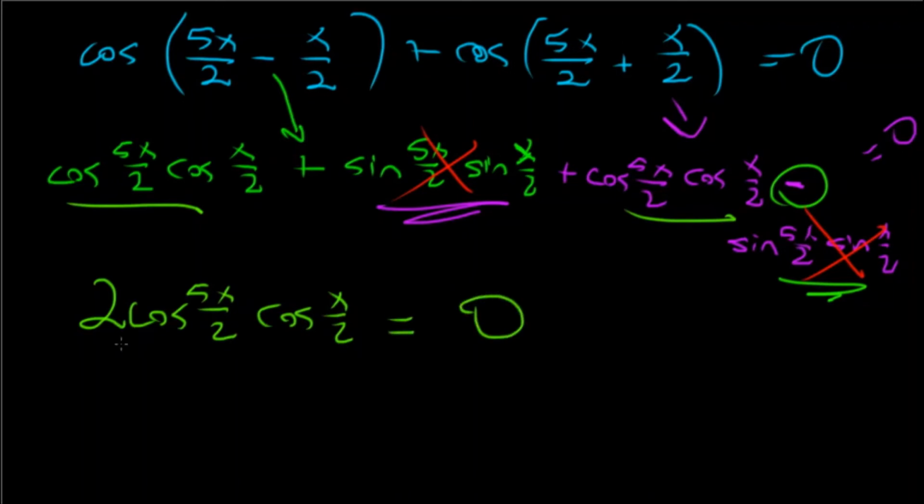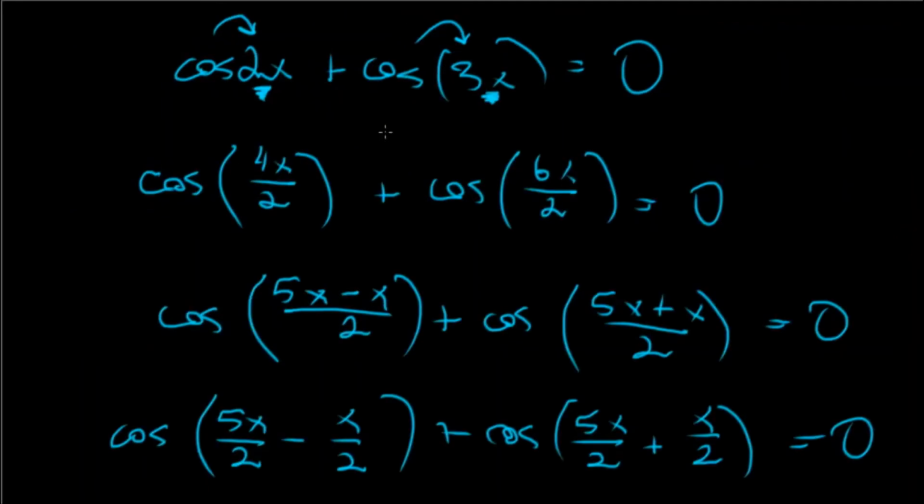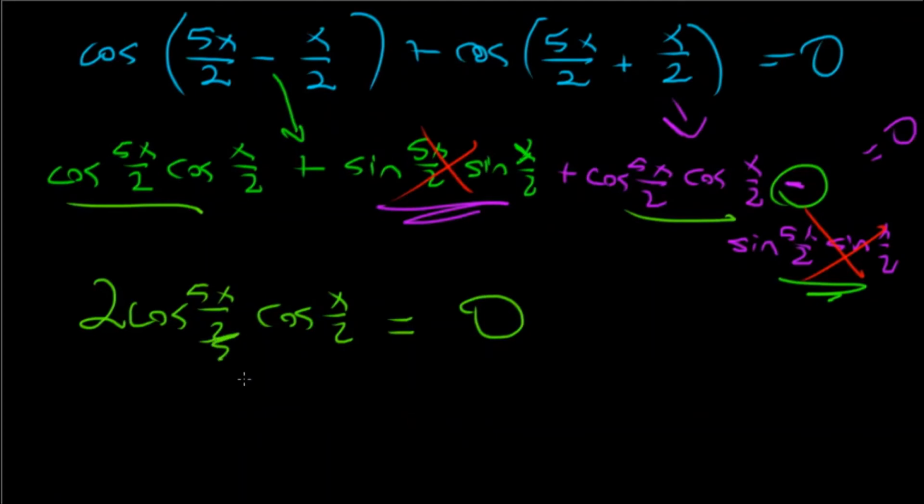All right, we have a product of cosines. We started with the sum of cosines. We now have a product of cosines. Why is that better? We can solve this immediately using the zero product property. So cosine 5x over 2 is equal to 0, and cosine x over 2 is equal to 0. And all we've got to do is solve these, and we're done. All right, so let's go ahead and do that.